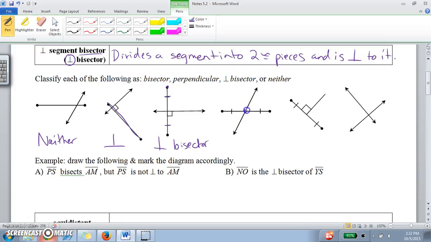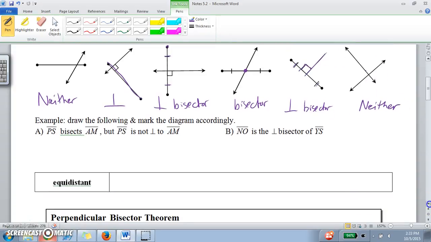Here, this line cuts this segment into two congruent pieces, so this is a bisector, but it's not perpendicular to it. That's just a bisector. Here, we've got a right angle here, and it's cutting the segment into two congruent pieces, so that's a perpendicular bisector. Here, it looks like these two lines are perpendicular, but we don't have the mark that tells us that they are, so we can't say that those are perpendicular. We have to say neither because they're both lines, and I can't bisect a line because a line is never ending.